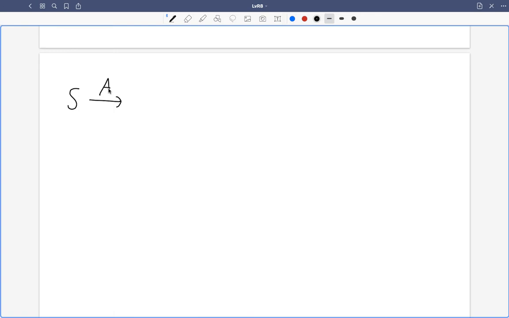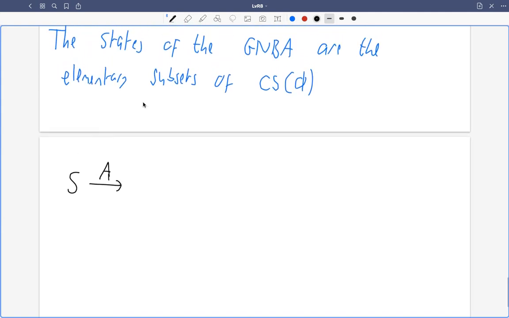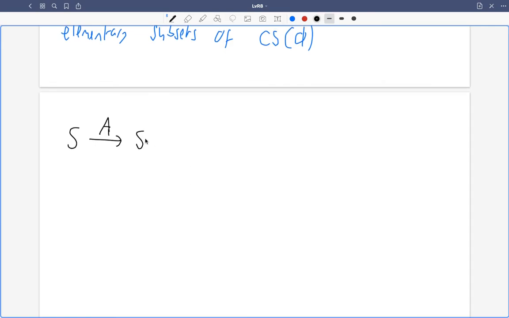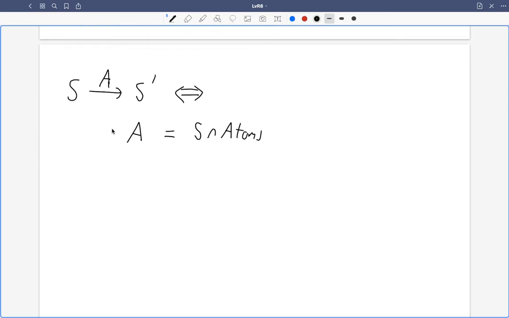So A here is a set of atoms, and S is a state of the generalized non-deterministic Büchi automaton, so it's an elementary subset of the complemented subformulas, as is S prime, and this holds if and only if, firstly, A is exactly the set of atoms in S, and maybe I'll put the 'and' up here.